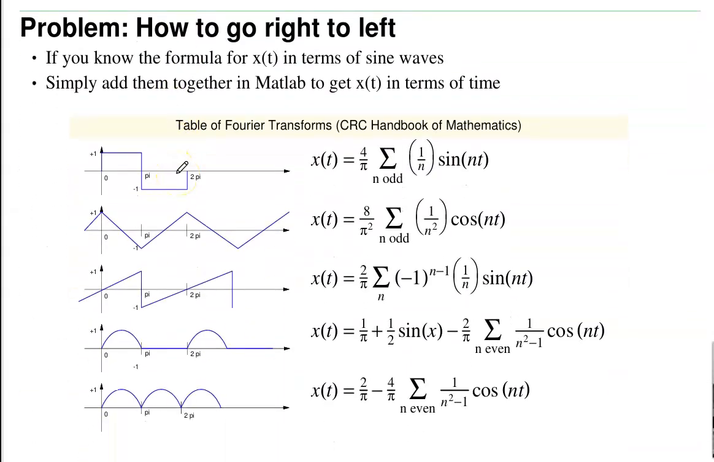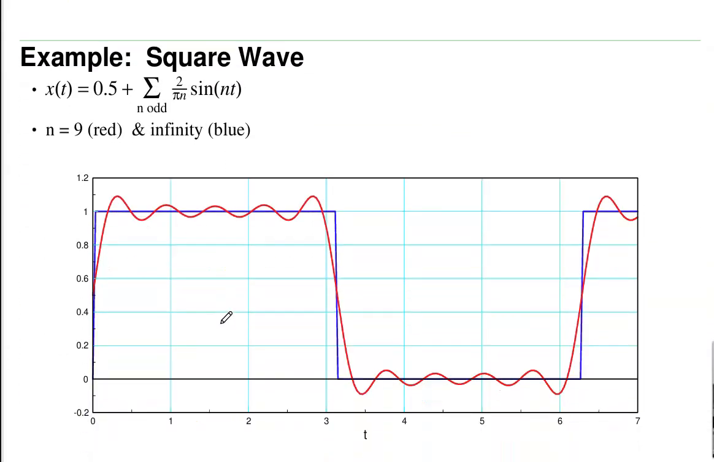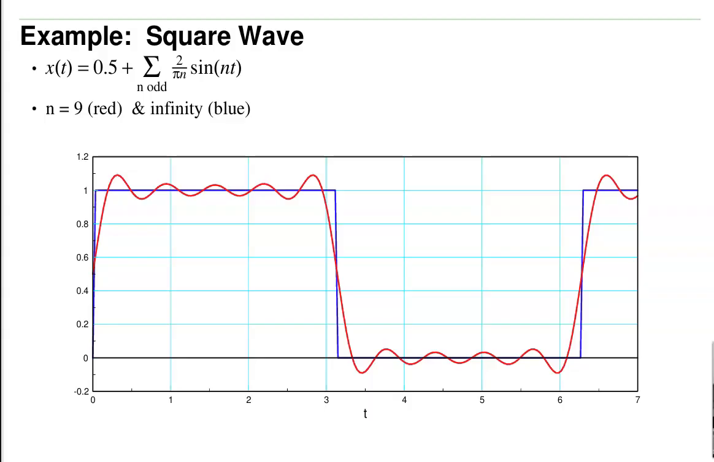Now let's start out by going right to left. If you go to the CRC Handbook of Mathematics, it's got tables of Fourier transforms. For example, add up these sine waves with that weighting, that produces a square wave. Add up these sine waves, triangle wave, these sine waves, sawtooth wave, and so on. That's going right to left. And you can see that in MATLAB. So let's switch over to MATLAB.